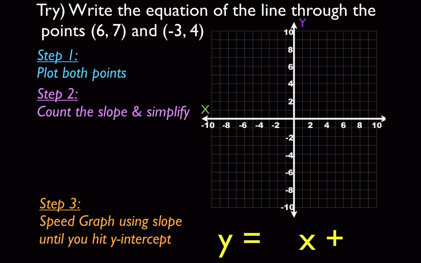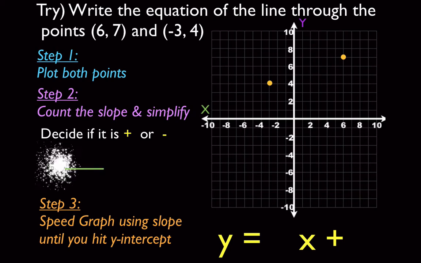All right. I should have started off by plotting the points -3, 4 and 6, 7. Next, we're going to decide, is that going to be a positive or a negative line? It is, in fact, going to be a positive line. Now we're going to make our slope triangles.